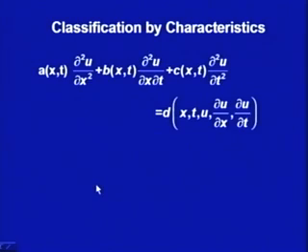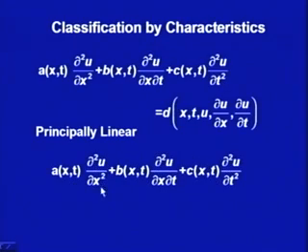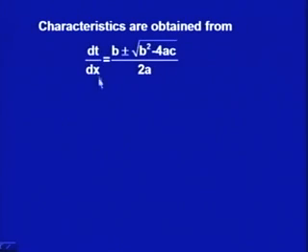This kind of equation we are calling principally linear, and the left hand side of this equation, that is a(x,t) del 2 u over del x2 plus b(x,t) times del 2 u over del x del t plus c(x,t) times del 2 u over del t 2, that is, all the second order derivatives and their coefficients, is being called the principal part of this principally linear differential equation. Now, only this principal part is going to play a role in finding the characteristics. And how are we finding them? The characteristics are obtained from that principal part.